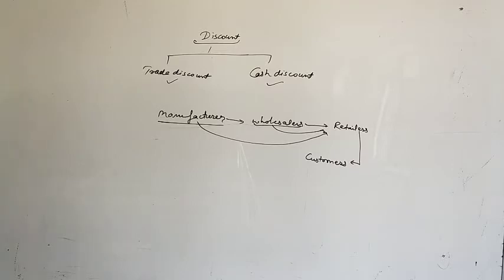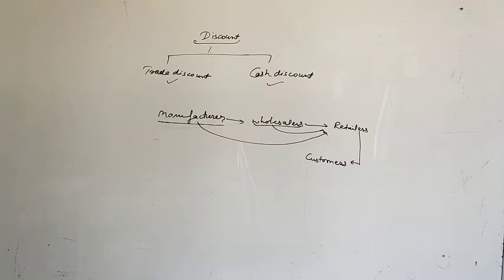What is the object of distinction? Generally, trade discount is allowed to the retailers to enable them to make some profit even if they sell the goods at their catalog price. Why is trade discount given to retailers? So that if they sell at the listed price, they can also earn some profit. This is the object of trade discount. But cash discount is allowed to encourage quick payment, to encourage immediate payment.